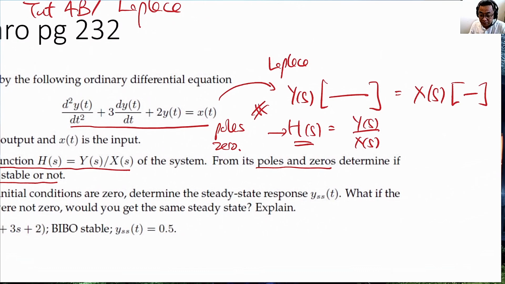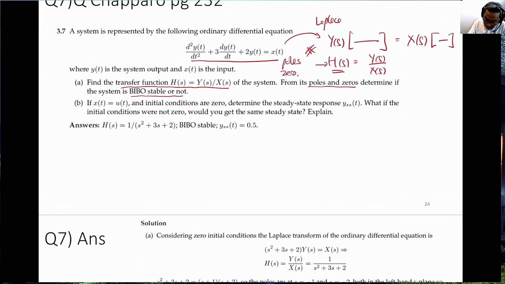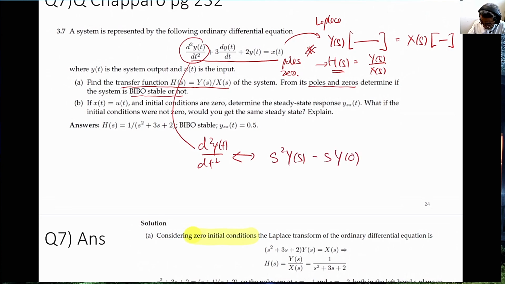Let's now proceed. To find the transfer function, the first thing to do is that we have to consider only the initial conditions to be 0. Additionally, for d2y(t)/dt squared, we perform the Laplace transform. This is s squared Y(s) minus s y(0) minus y prime(0), because to find H(s), there must be 0 initial condition. It means that these values are equal to 0.